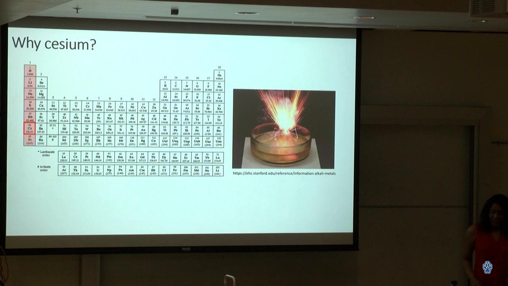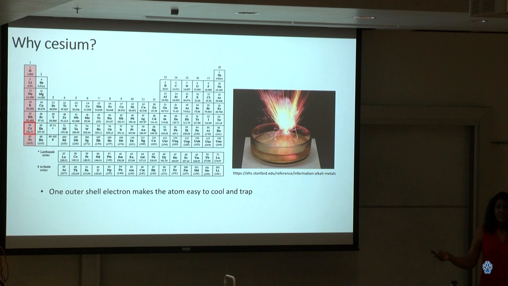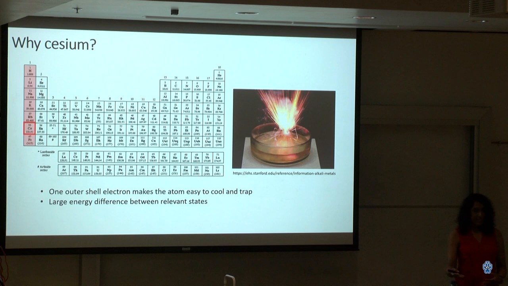So actually, the reason we want to work with these group one atoms is because they only have one valence electron, so they're extremely easy to cool and trap. The electronic structure is a lot simpler for the group one atoms. Additionally, the heavier you go, the larger the energy difference between relevant states. And so this makes it a lot easier to detect and resolve what state your atom is in at any given time. So this is why we really like cesium.